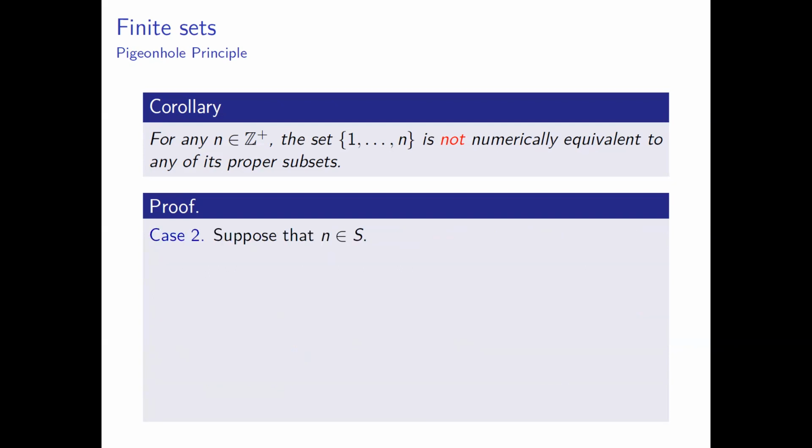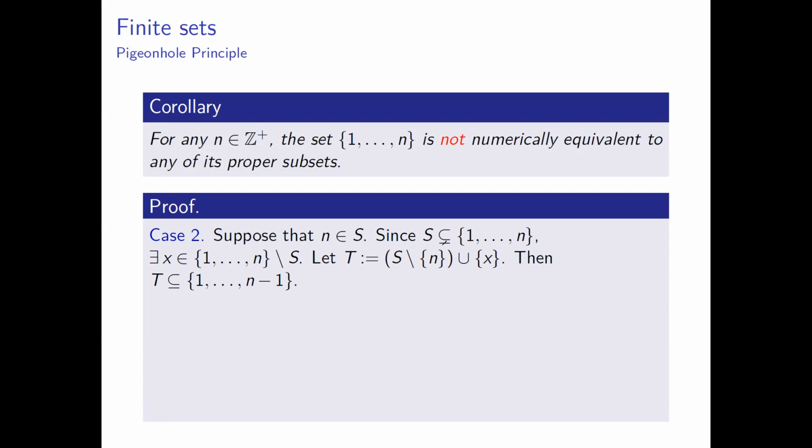For case 2, suppose that n is an element of S. Since S is a proper subset of the set of integers from 1 to n, there is an object X belonging to the set of integers from 1 to n minus the set S. That is, X is an integer from 1 to n which does not belong to the set S. Let T be the set S minus the singleton with element n, union the singleton with element X. That is, T is obtained from the set S by removing the element n and replacing it with the element X. Then, by construction, the set T does not contain the number n, so T is a subset of the set of integers from 1 to n minus 1.